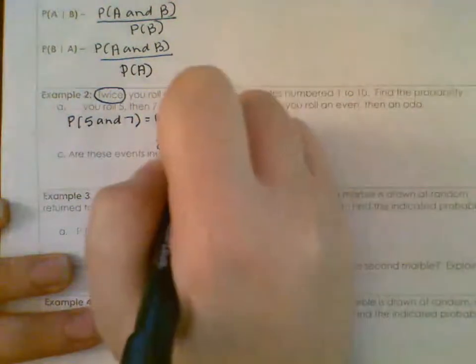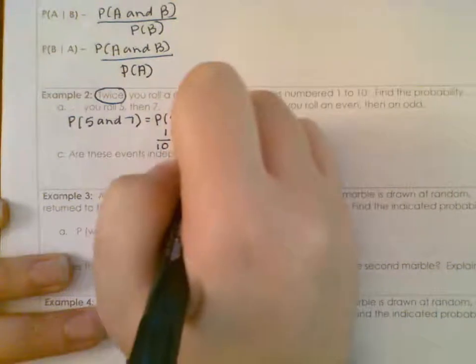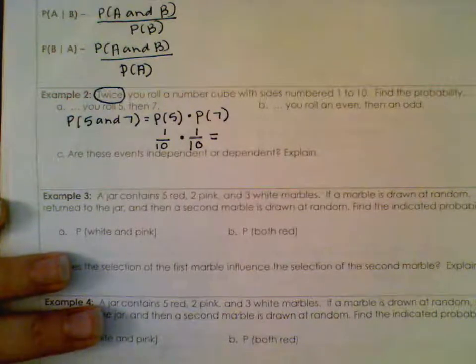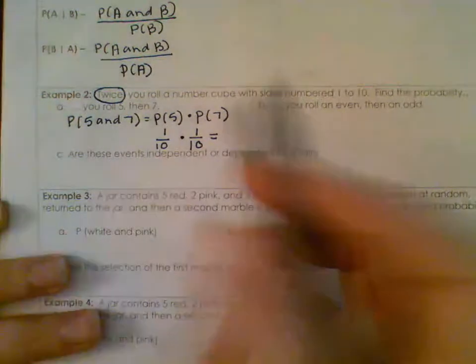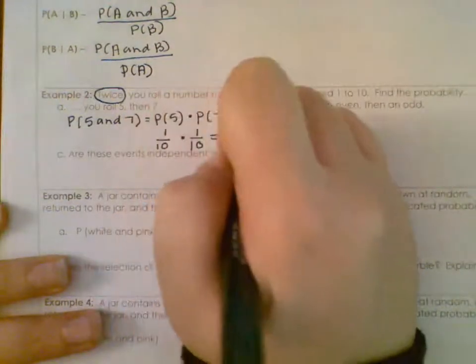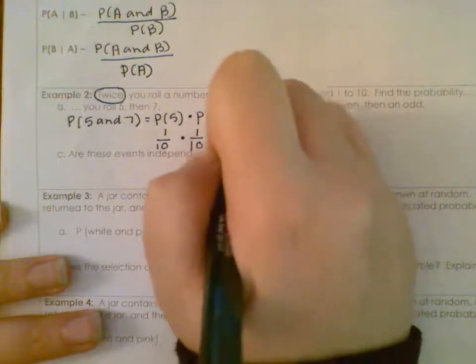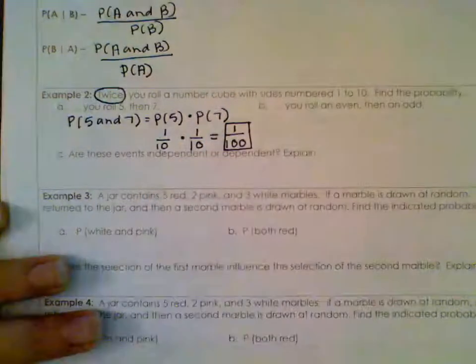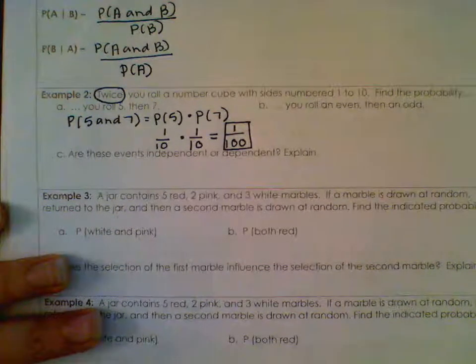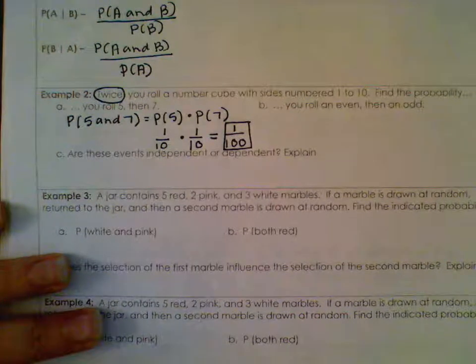Probability of getting a 7, there is 1 7 out of those 10 sides, and now we are going to multiply them together. If you remember multiplying fractions, you just multiply straight across, or you could put it in your calculator. But 1 times 1 is 1, 10 times 10 is 100. So when you multiply fractions, you do multiply the denominators, whereas in addition, we leave the same denominator. So we have a 1 out of 100 chance that we will roll a dice and get a 5, and then roll the second dice and get a 7.